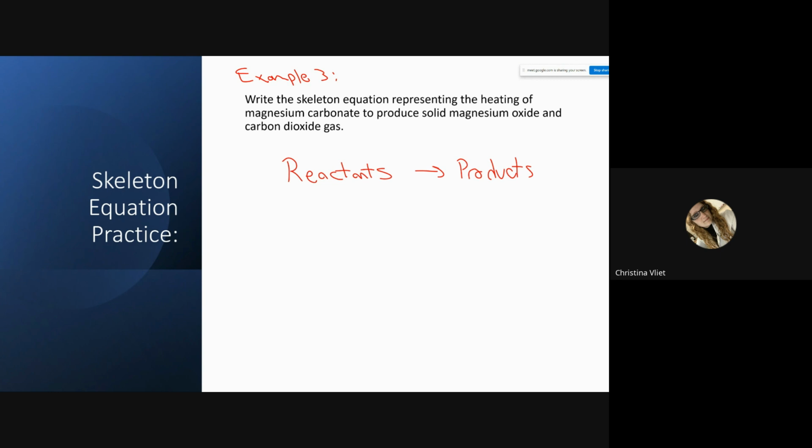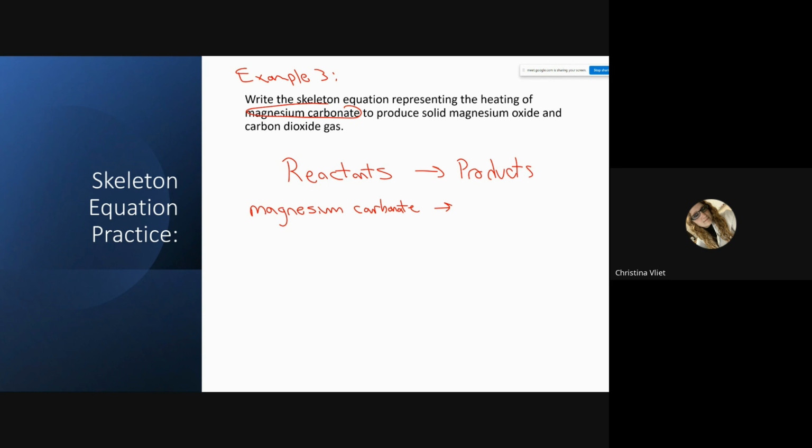Correct. That's what we're heating. So that's what we're starting with. It's like you're baking, you put all the stuff in beforehand, you're heating it, afterwards you get something. So magnesium carbonate is my only reactant actually here. Magnesium carbonate. And you can do this in your head. Once again, I'm just writing it down to illustrate the thinking process, the thought process.